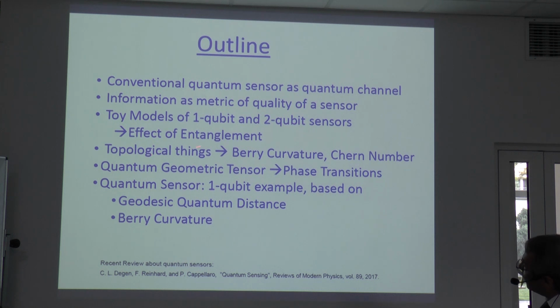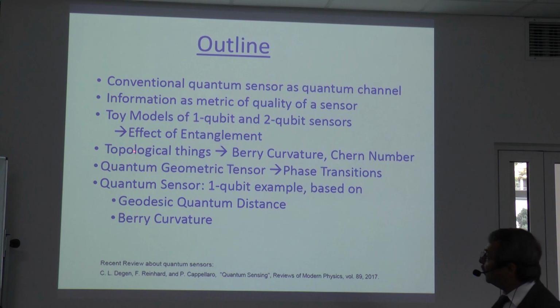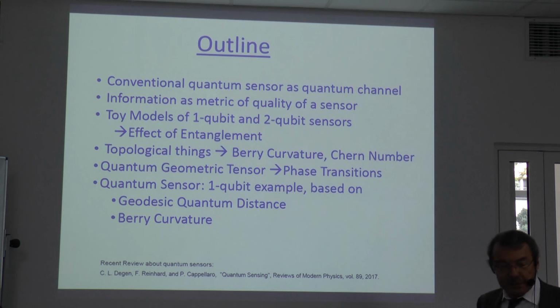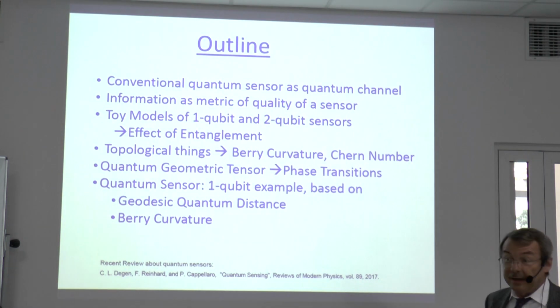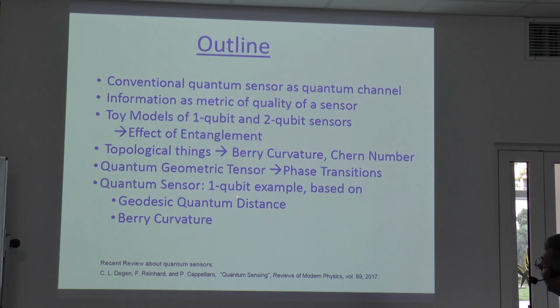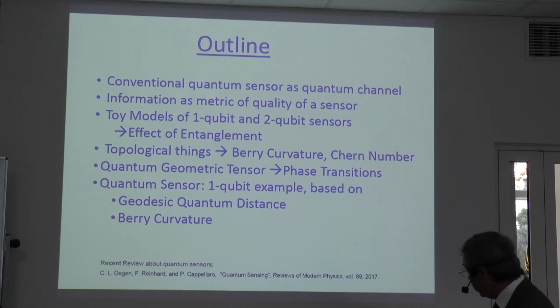By looking at these models, there's an analogy with topological ideas in topological band structure. And so I'll review the ideas of Berry curvature and Chern number. And then I'll talk about the quantum geometric tensor and the phase transitions. And it turns out there's a phase transition that occurs in a quantum sensor in the simplest model. And I'll talk about a 1-qubit example where you can have a model based on the real or imaginary part of this quantum geometric tensor.